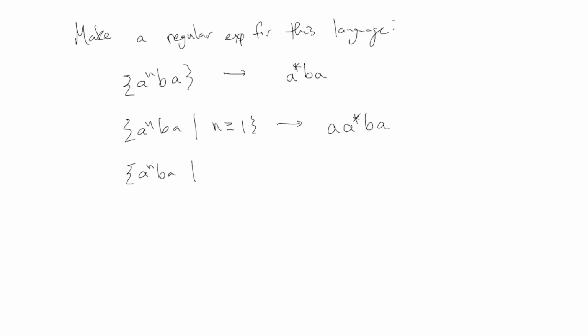Okay, how about, here's something a little trickier. A to the n, B, A, where n is less than 3. So this time there's like an upper limit to the amount of A's there. This requires yet another cute trick. Any ideas here? Anybody feeling cute? I know, sometimes when I feel cute, I don't want to say it out loud.